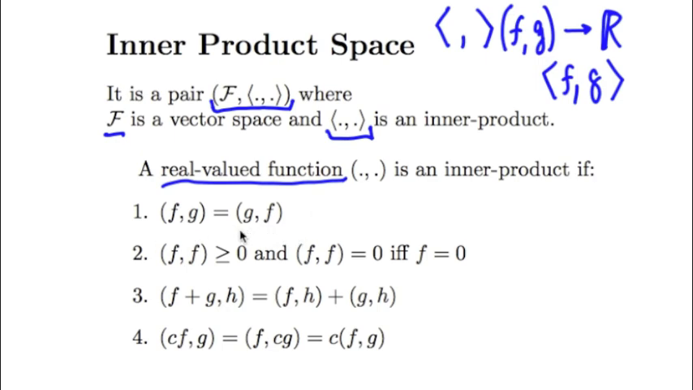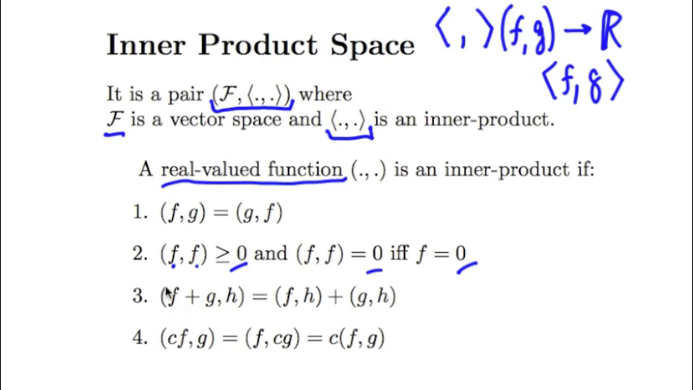The first one is, in some sense, commutativity, or rather, when this function takes arguments f and g, it returns the same value as when the function takes arguments g and f. Similarly, when the function is given both its arguments as the same vector, then I always get a non-negative quantity, and I get 0 if and only if the vector is 0.